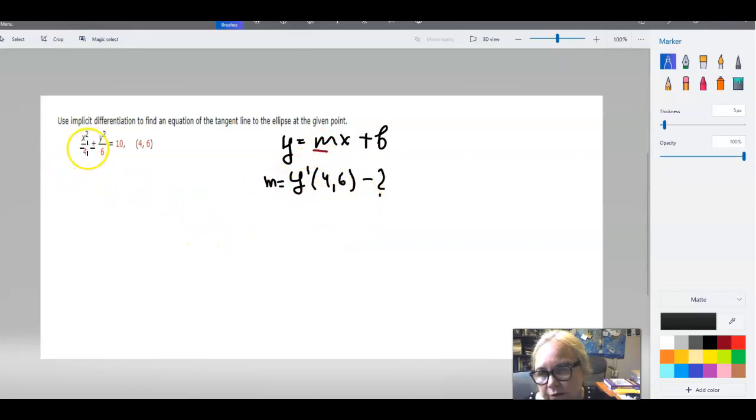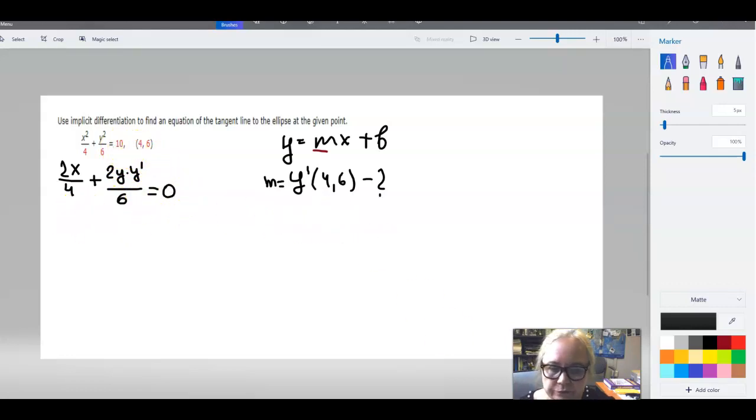So to differentiate, we use implicit differentiation, which means we remember that y is not a single variable, it's a function, and we apply the chain rule to it. So the derivative of x squared is 2x over 4, plus the derivative of y squared is 2y, but then we multiply by the derivative of y because it's a function, and this is where we applied the chain rule. And the derivative of a constant is 0.